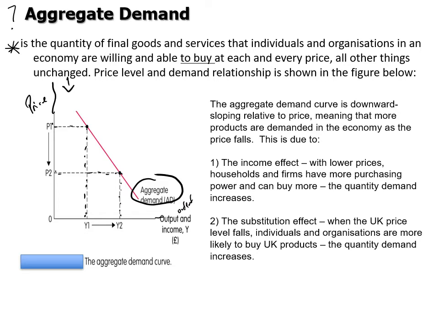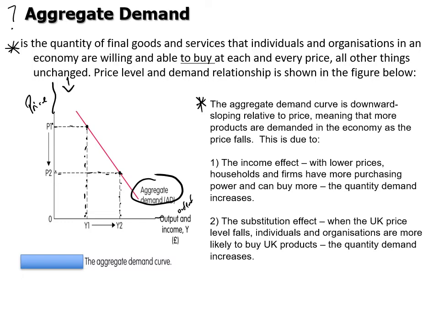Wait, have we seen this before? Yes, we've seen this in our microeconomics. Remember? So with higher prices, demand is lower, and with lower prices, demand is higher. The same goes for individuals, organizations, and households. It's the same thing. When prices are lower, we can demand more. Okay?